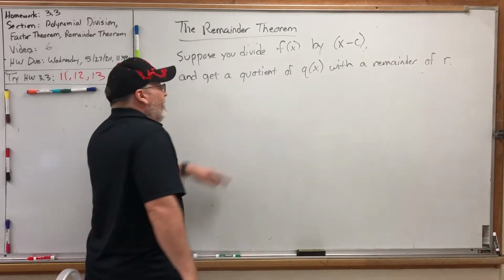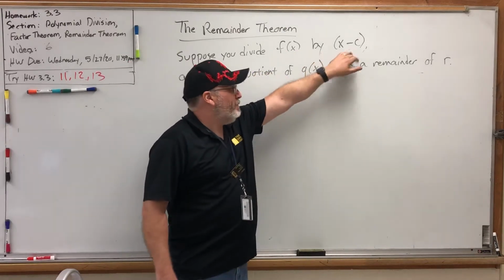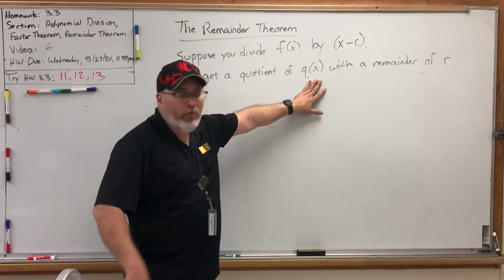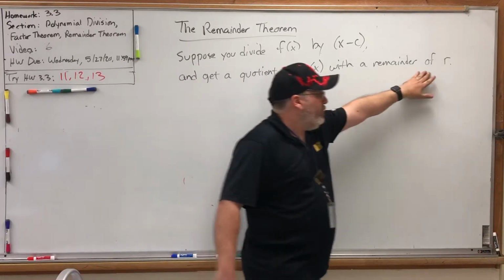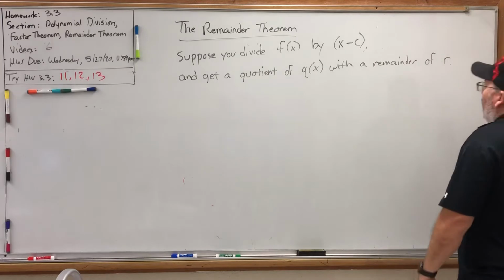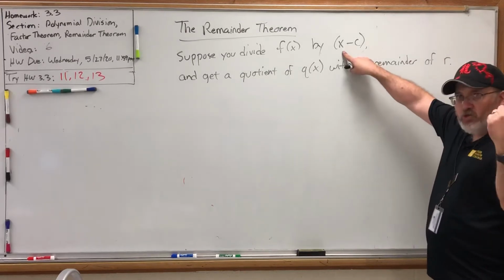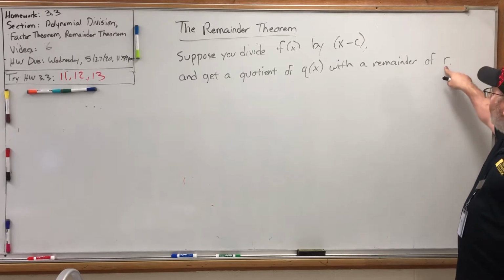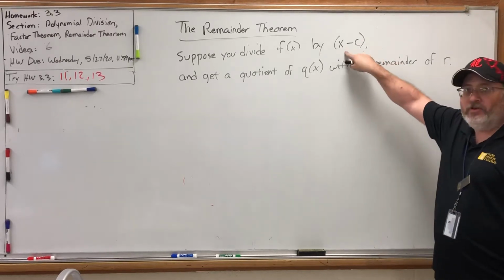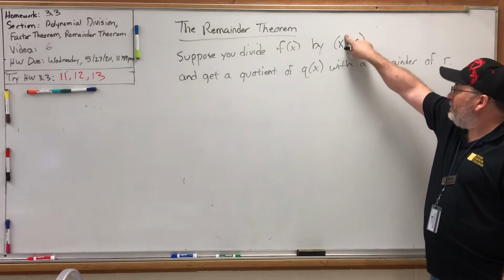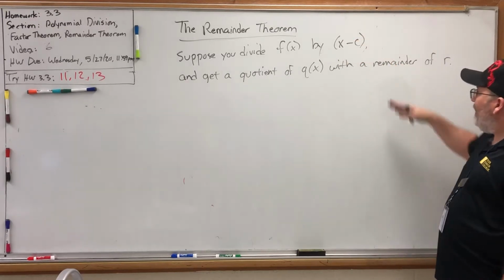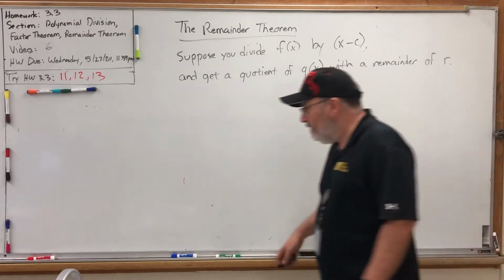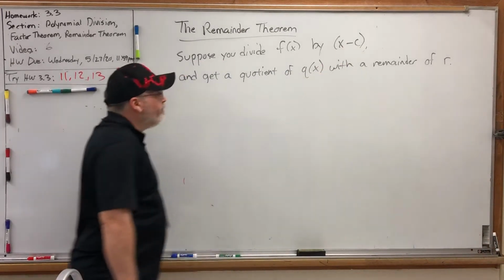So let's suppose we divide some polynomial function by x minus c, and we get a quotient which will be some other polynomial, but we'll just call it q of x, with a remainder of r. And it's important to point out here that if we divide by a first degree polynomial, the remainder will be just a number, because the degree of the remainder has to be less than the degree of the divisor. This is a first degree polynomial, so it has to have fewer than one x's, so it would have no x's. So it's always a constant if your divisor is linear.